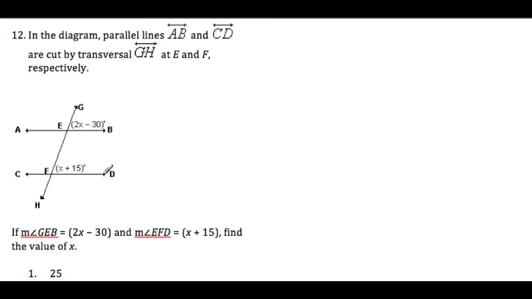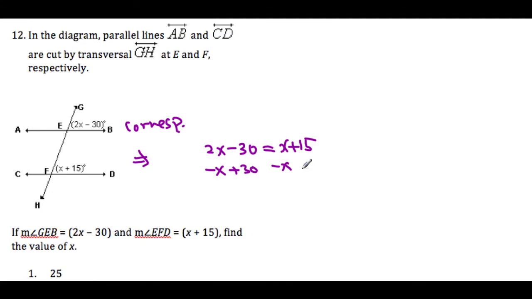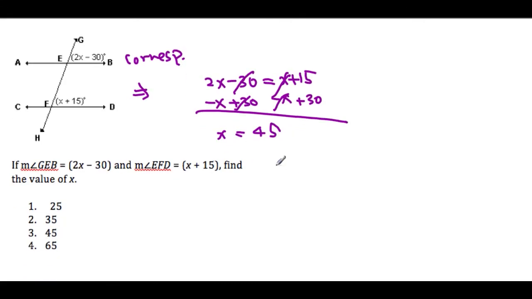Number 12. Here, the relationship between these two angles is that they are corresponding angles. Since they're corresponding angles, we know that they are equal to each other. So 2x minus 30 is equal to x plus 15. That means we can subtract x and add 30. Then these cancel out. So we get x is equal to 45. And that's what they were looking for, 45. Choice 3.